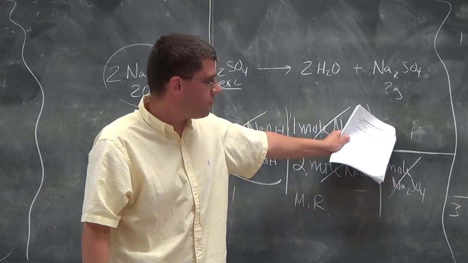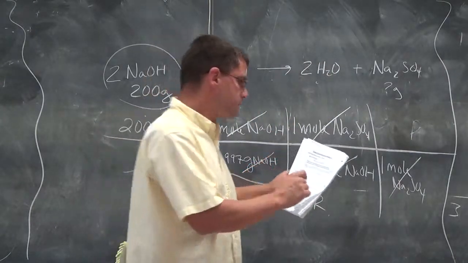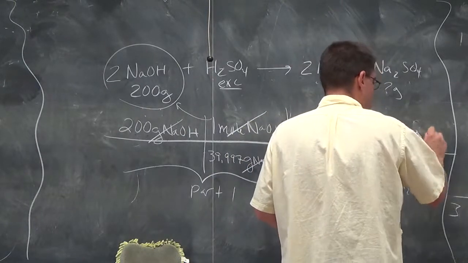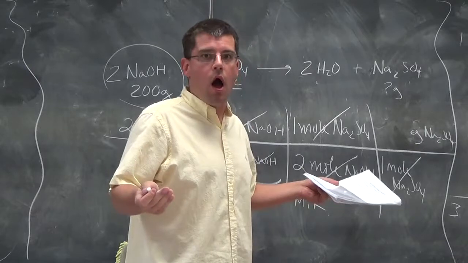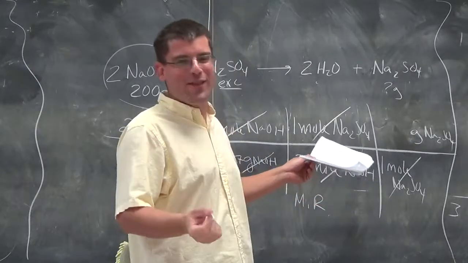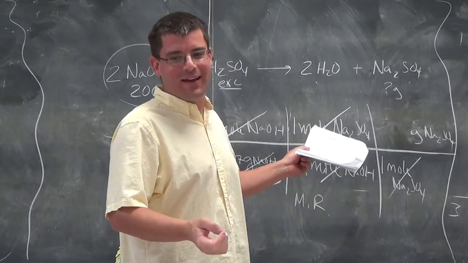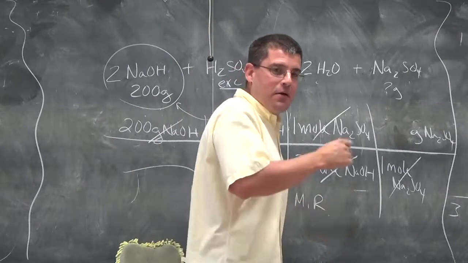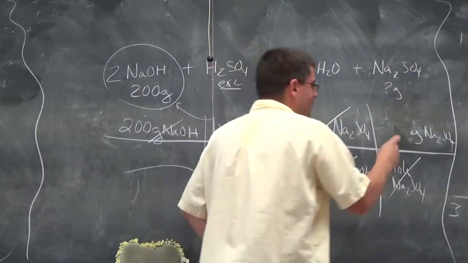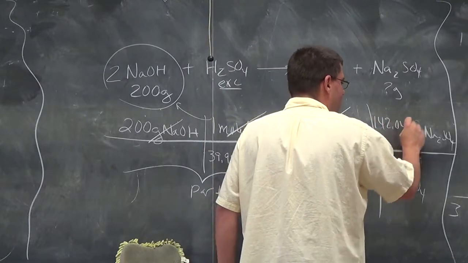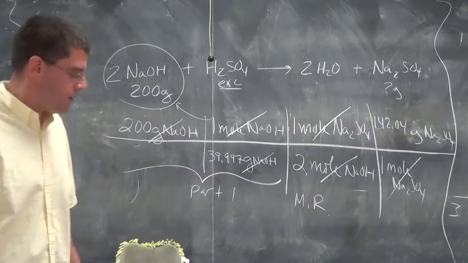What are we left with? We need a mass. So hold on. We need grams of Na2SO4. What mass? Oh, the molar mass. You find the molar mass. The molar mass. It's a pain in the mass. Okay, so sodium sulfate is 142.04 grams of sodium sulfate.